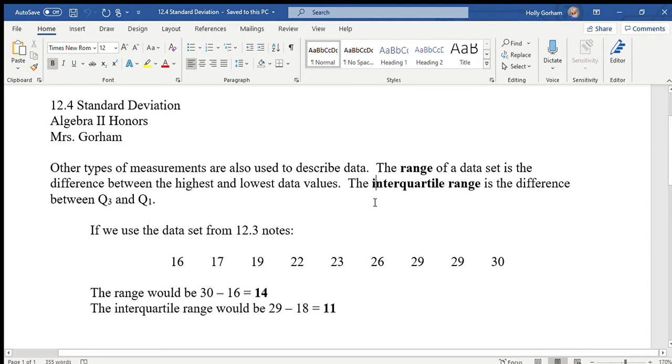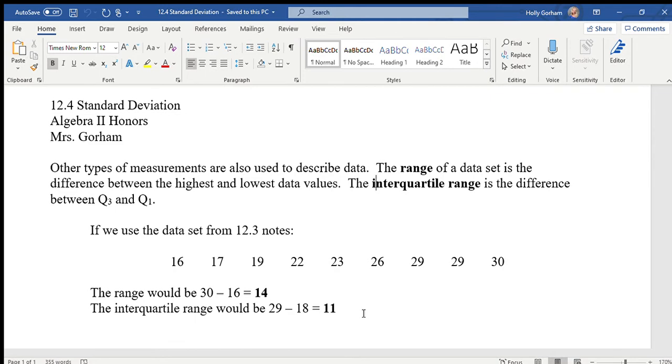If we use the data set from the 12.3 notes, so those were those numbers of 16 through 30, the range would be 30 minus 16, which is 14. The interquartile range would have been 29 minus 18 equals 11. And again, we're getting that information from the 12.3 notes, so if you want to refer back to that. So that's how you find range and interquartile range.